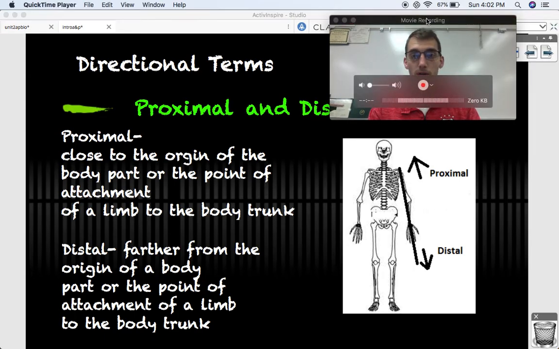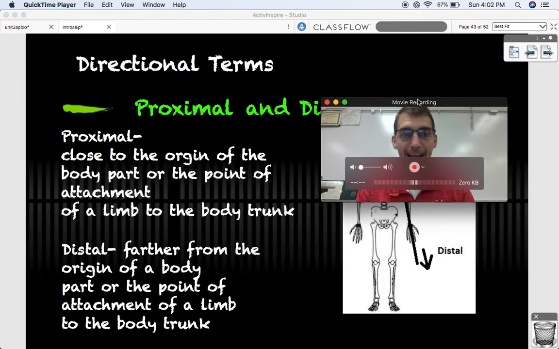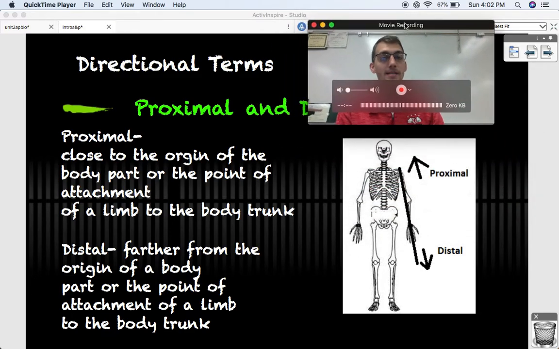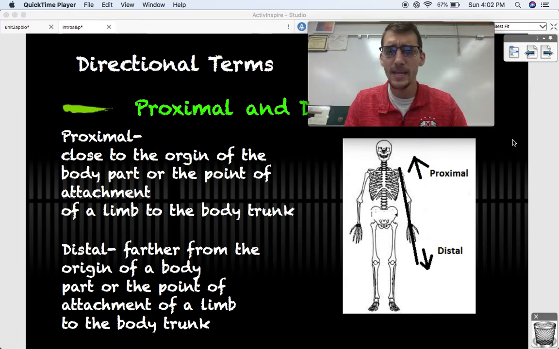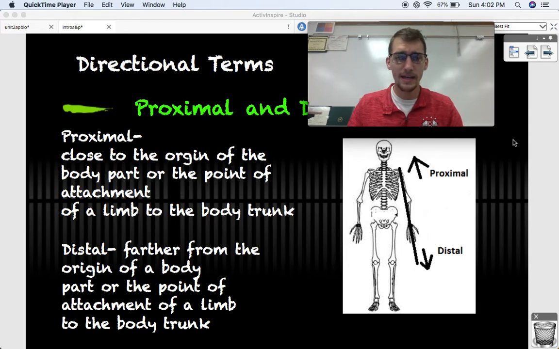And those two terms are proximal and distal. Proximal is defined as close to the origin of a body part or the point of attachment of a limb to the body trunk. Now, what the heck does that mean? Let's talk about it in a second here.